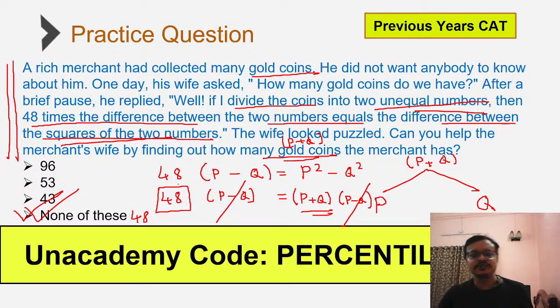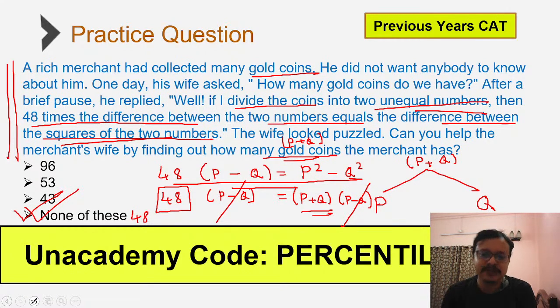All it involved was writing down this one line. The moment you write down this one line, you can simply mark the answer as P plus Q is 48. Why? Because P square minus Q square is nothing but P plus Q into P minus Q. P minus Q cancels out. So P plus Q is 48, which means the answer to this question is option D, none of these.